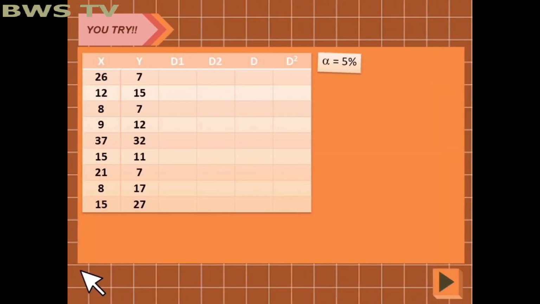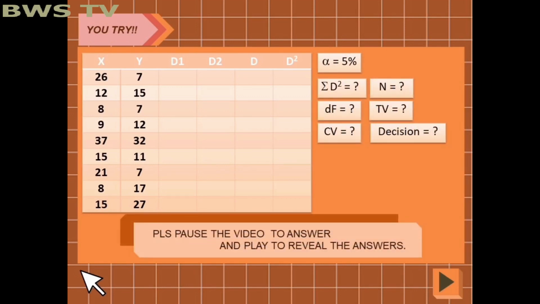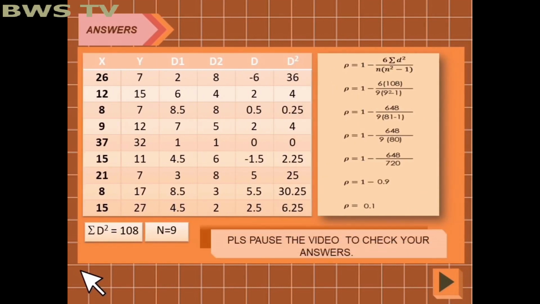Here we prepared another example for you. You try. You can pause the video to answer and play to reveal the answer. Here are the answers, the table, and the formula for Rho. Did you get it right?